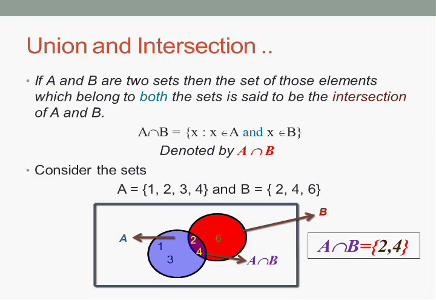Remember, if A and B are disjoint sets, then A intersection B is a null set.